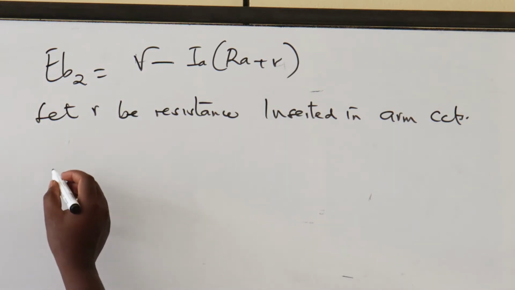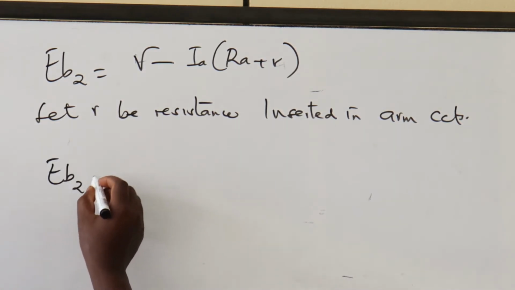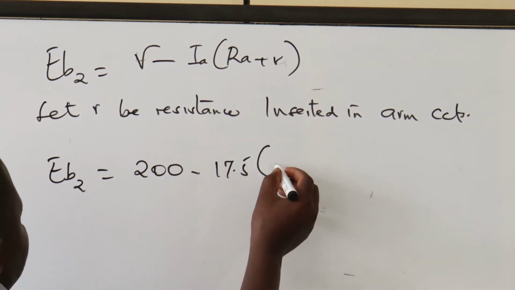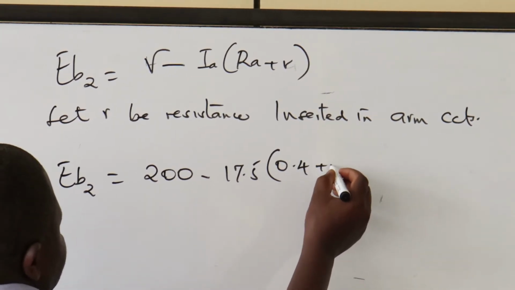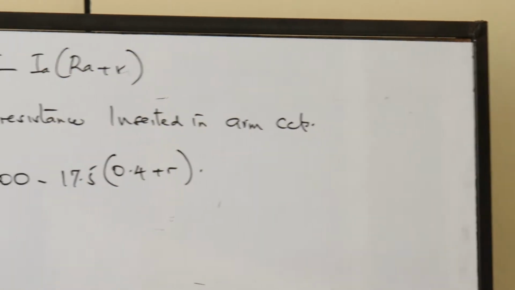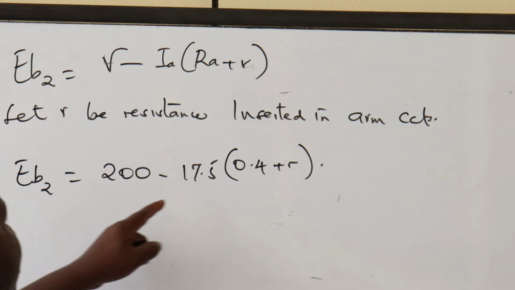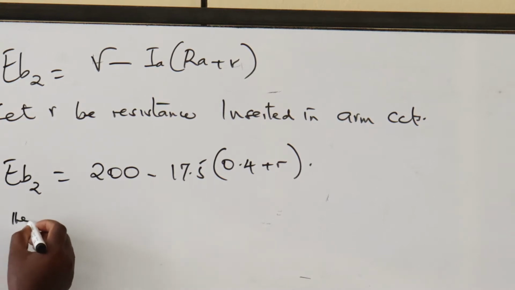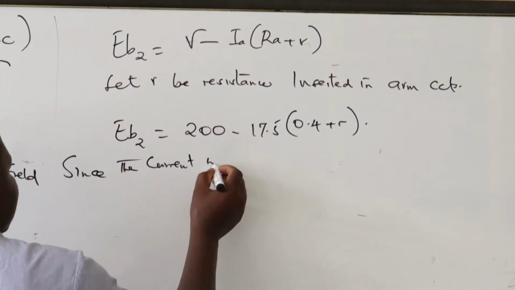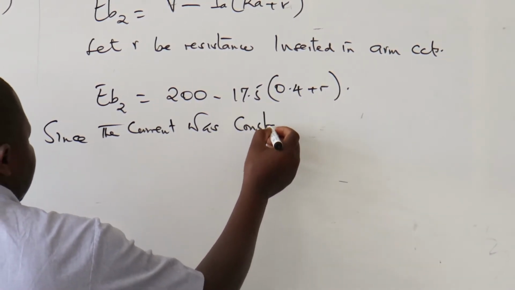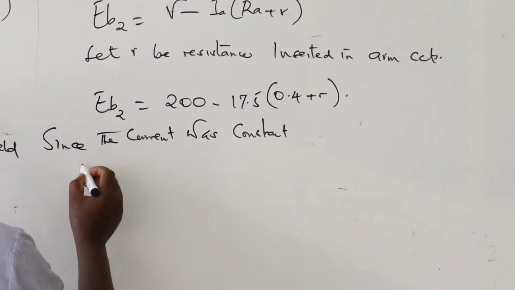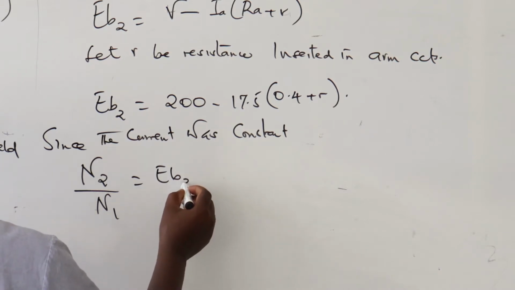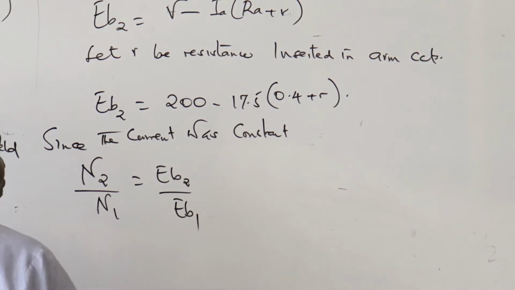So we can write that equation by saying EB2, which we don't know, is equal to 200 minus 17.5 into 0.4 plus R. Leave that equation there. That's the equation we need, because we have two unknowns. And since the current was constant, we can say N2 over N1 is equal to EB2 over EB1.